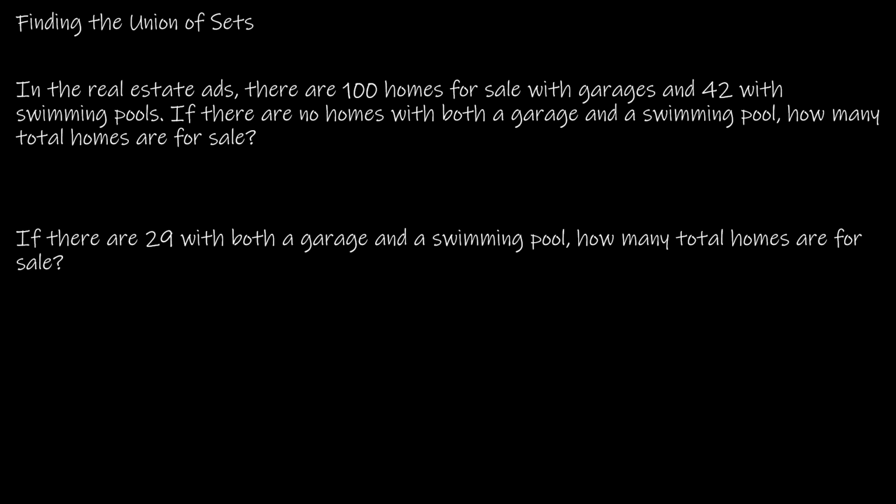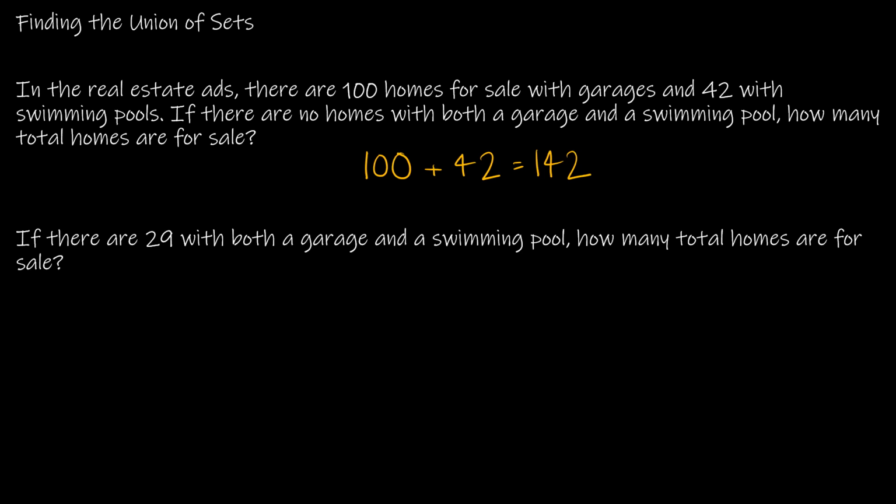So in the real estate ads, there are 100 homes for sale with garages and 42 with swimming pools, but there are no homes that have both a garage and a swimming pool. How many total homes are for sale? Well, this is very straightforward. If there's 100 with a garage and there's 42 with a swimming pool and there's no overlap, that's a total of 142 homes.